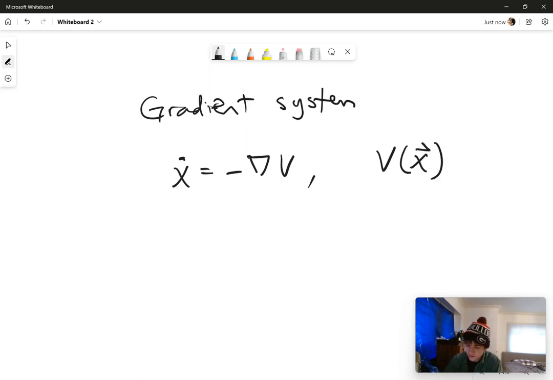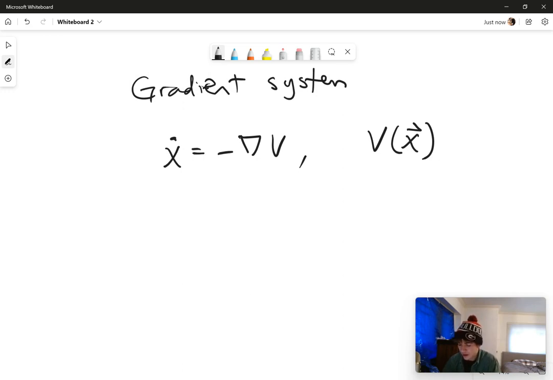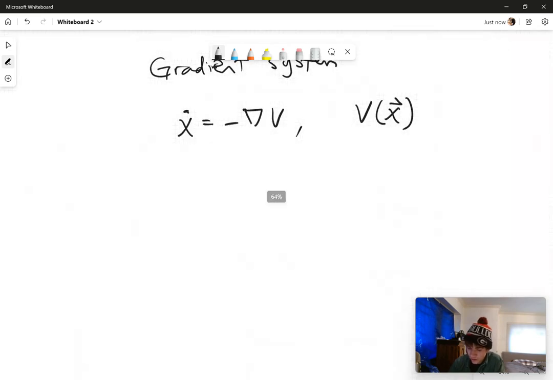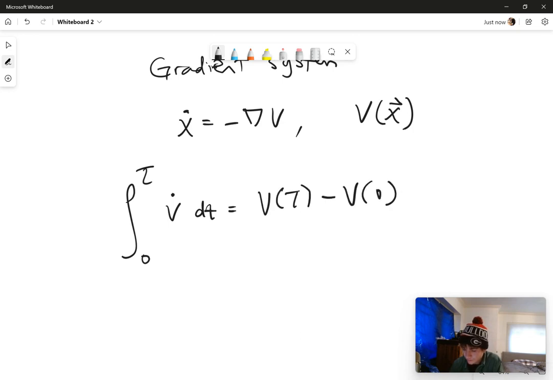Okay. And so in a gradient system, we can never have a closed orbit, because if we were to have a closed orbit, then the integral from 0 to, say, the period tau of that closed orbit, when it returns to the initial condition, the integral of V dot dt, well, this is simply by the fundamental theorem of calculus V of tau minus V of 0. And since at time tau we've returned to our initial position and V is a single valued function of only position, then this integral will be identically 0.